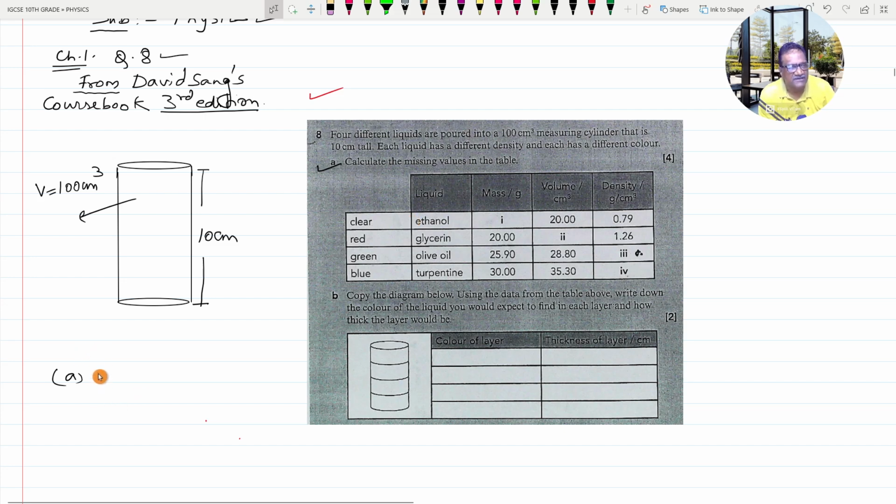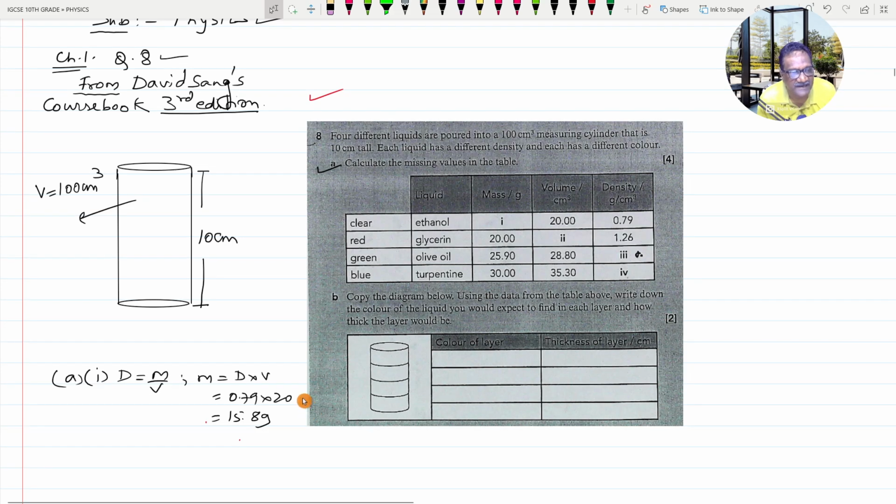Missing value number 1 is the mass you have to find out of this liquid, which is ethanol. Density is equal to mass upon volume. This is the formula. So if you want mass, mass will be equal to density times volume. Here the density is 0.79 times volume is 20 centimeter cube. If you multiply this out, on the calculator I am getting 15.8 gram. So 15.8 gram happens to be the mass of this ethanol. That is the first one.